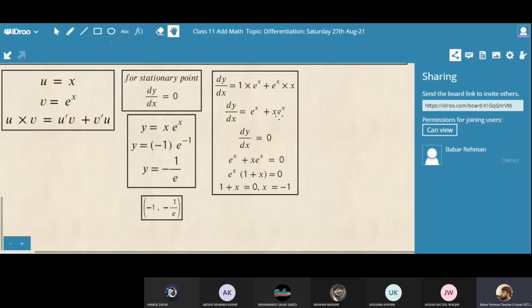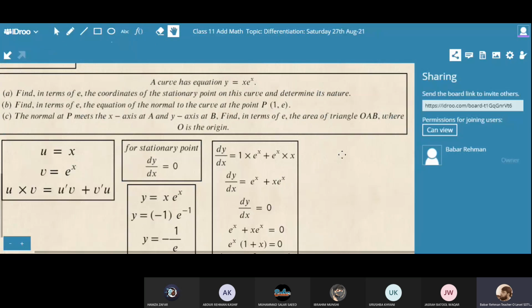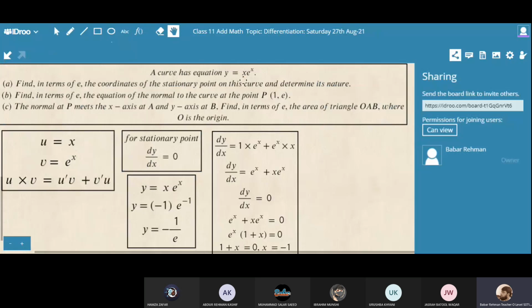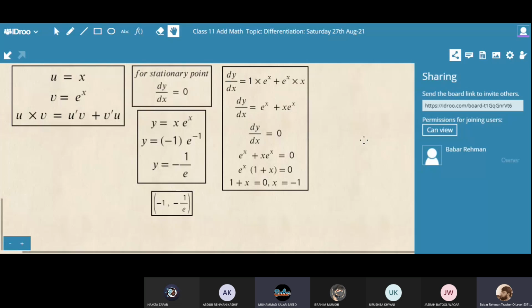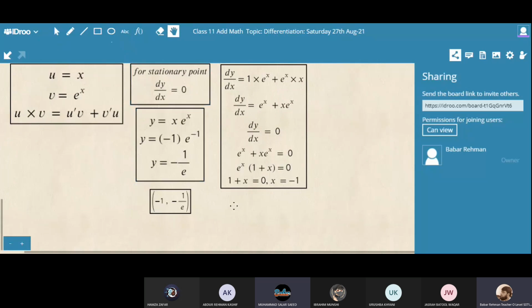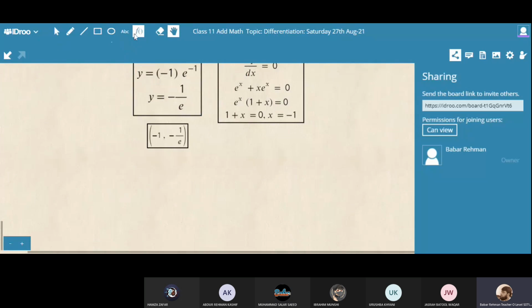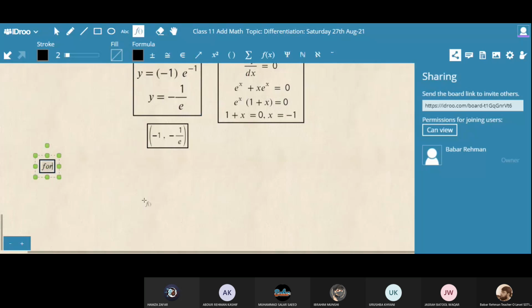Now in the question it is written, find the stationary point on the curve and determine its nature. Do you know what it means by nature? Nature means what? Whether it is minimum or maximum. Very good. For nature it means we want to know whether it is a maximum or minimum point.